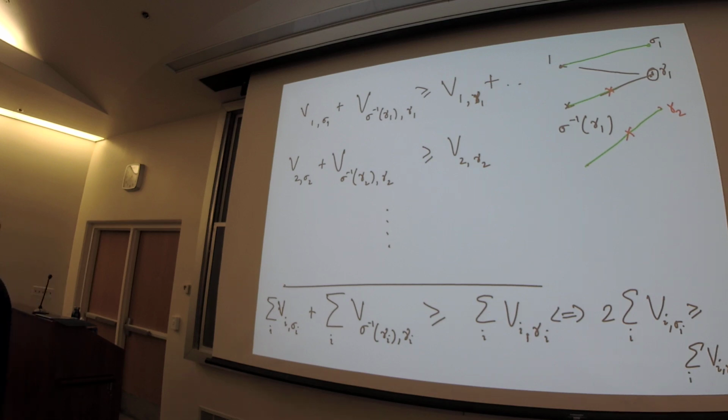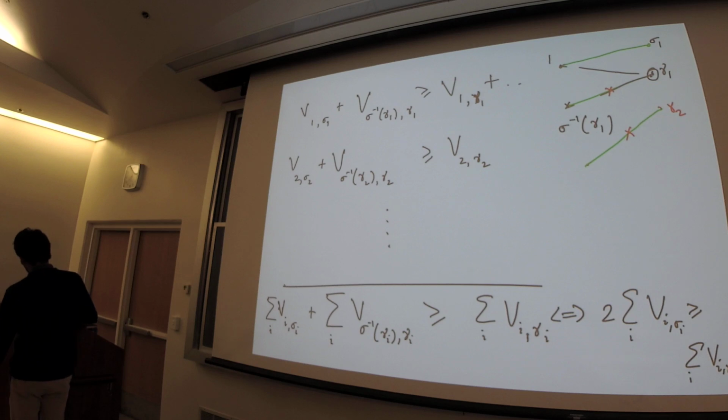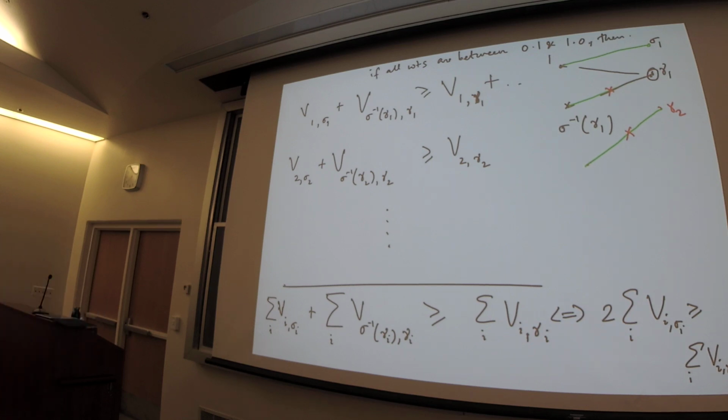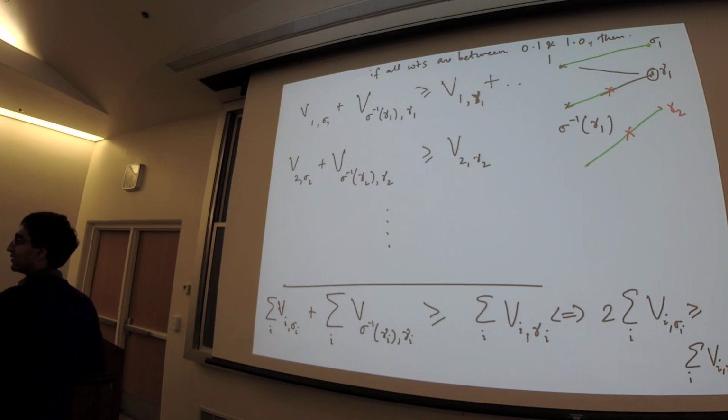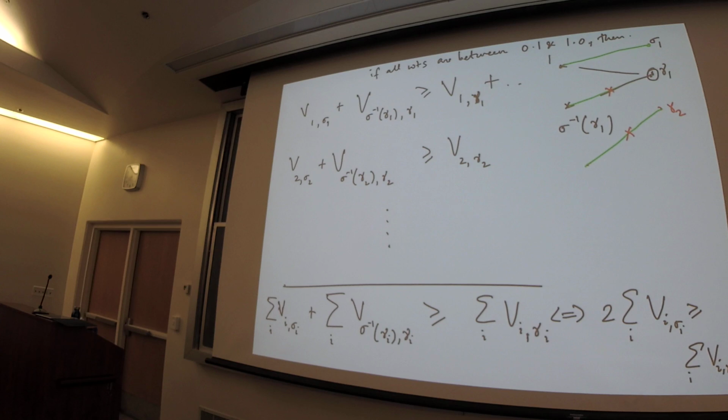Maybe that's a good homework problem. If all weights are between, let's say, 0.1 and 1.0, then you can actually get a factor better than 2. This is something that you can try. Maybe I'll put it on the makeup homework, because I've already done homework for this part. But it's good for you guys to think about. All right, any other questions?